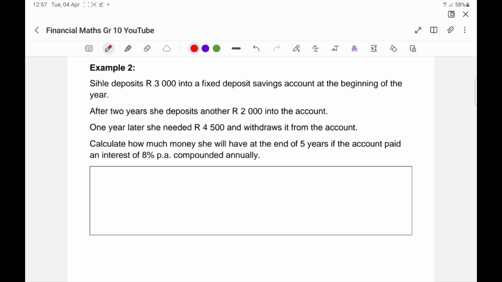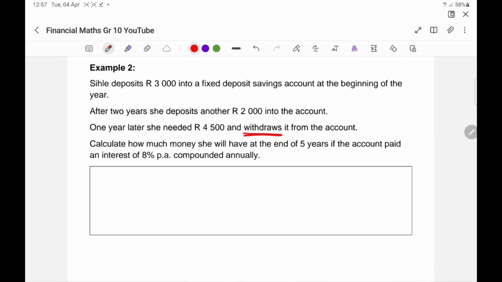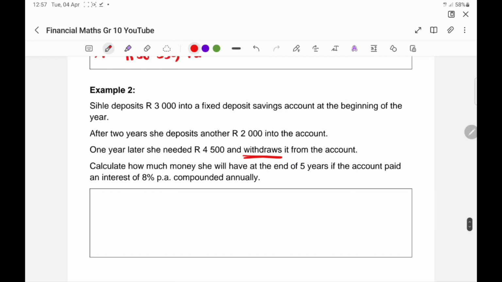Okay, so let's look at one where we're also adding and now subtracting money into the account. And yeah, so exactly the same as the previous one, we just withdrew as well some money. Okay, so Claire deposits 3,000 Rand into a fixed deposit savings account at the beginning of the year. After 2 years, she deposited another 2,000 Rand into the account, and 1 year later, she needed 4,500 and withdraws it from the account. Calculate how much money she will have at the end of 5 years if the account paid an interest of 8% per annum compounded annually.